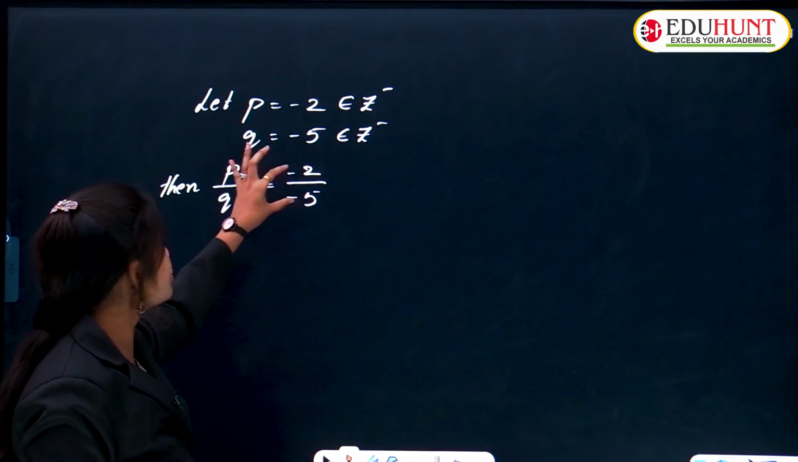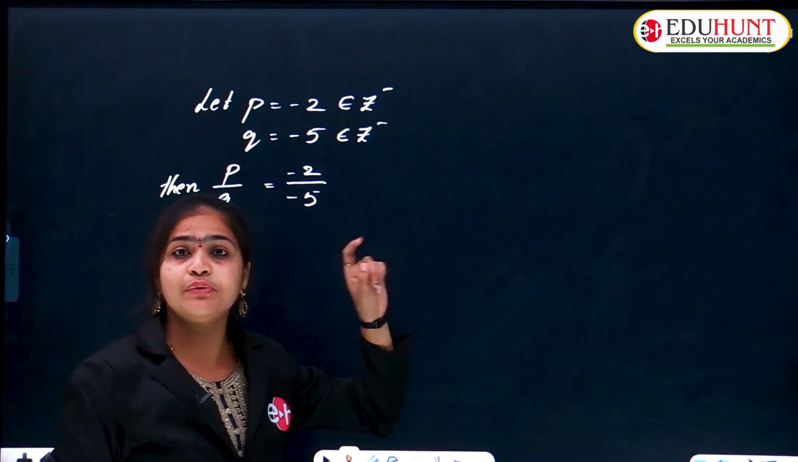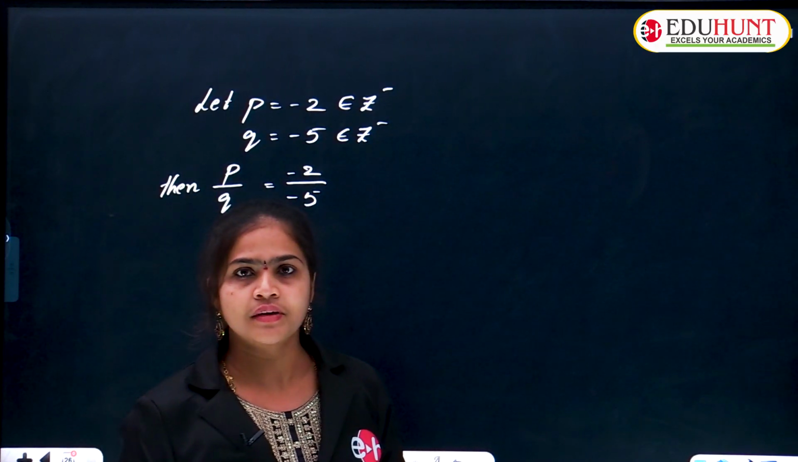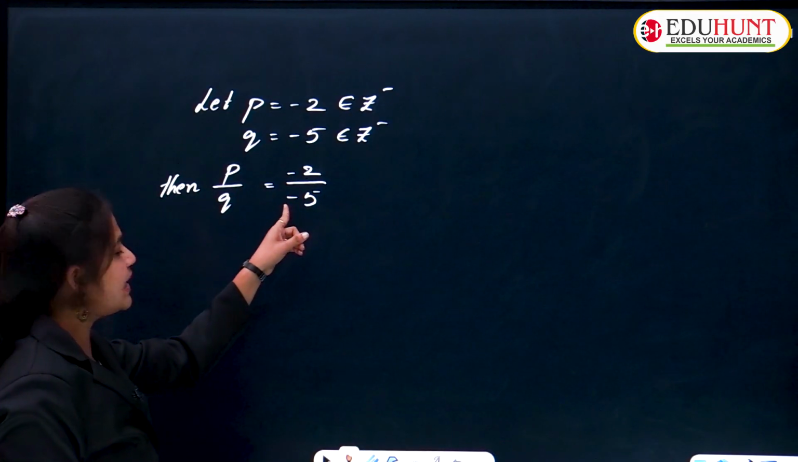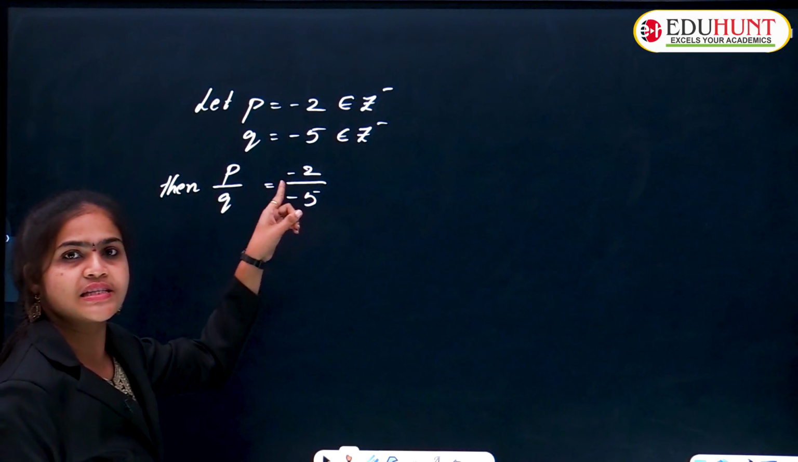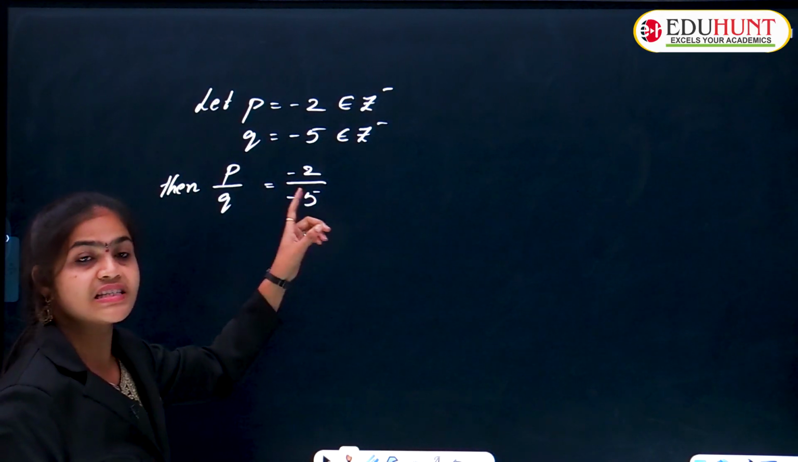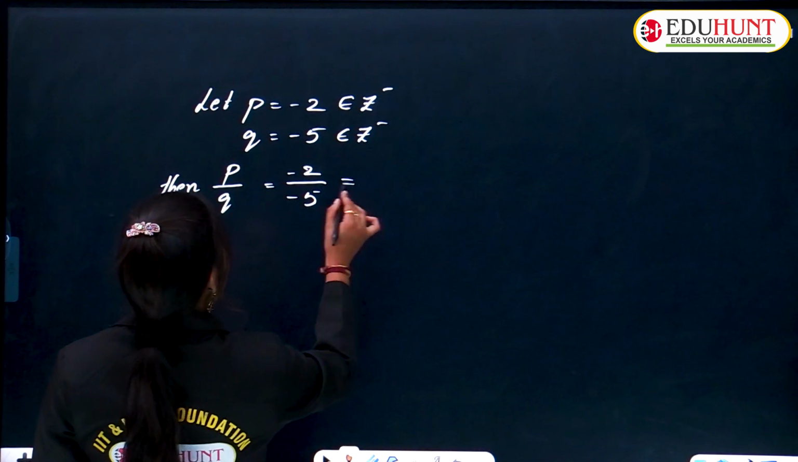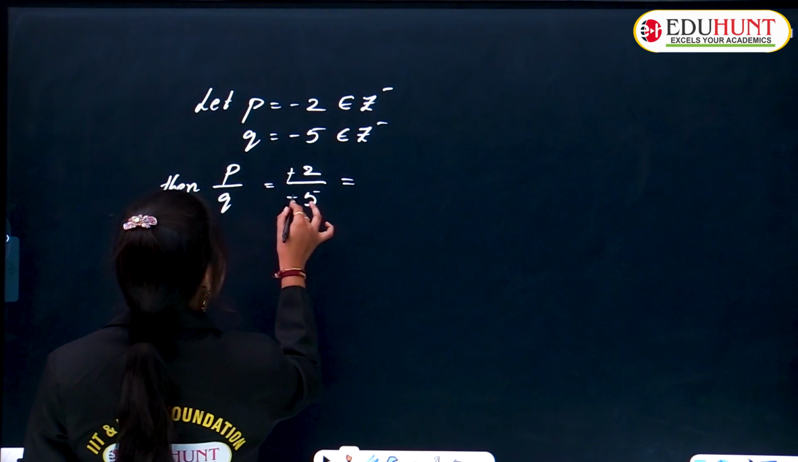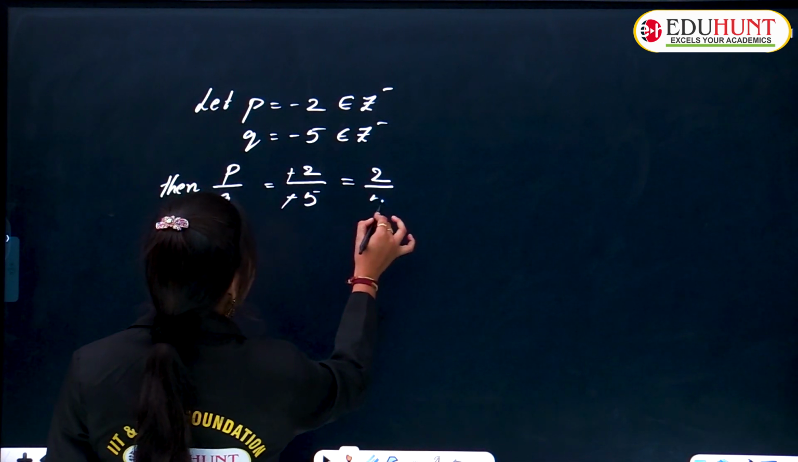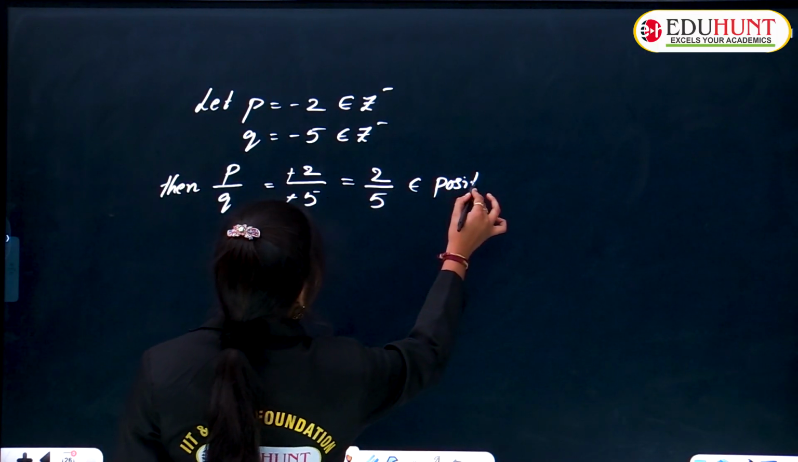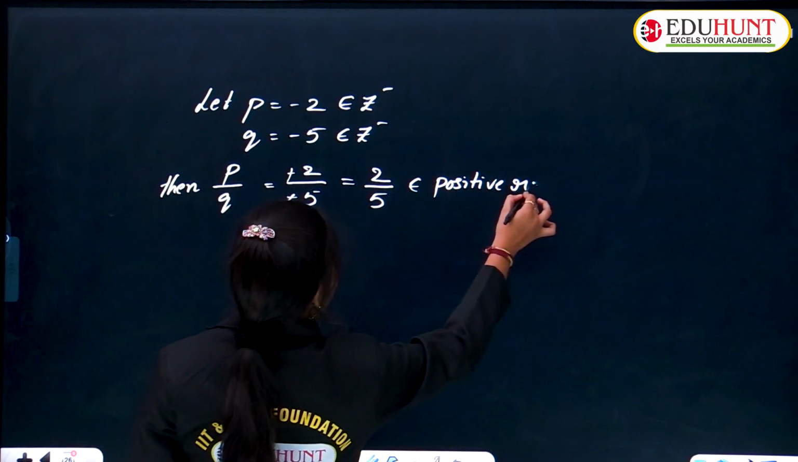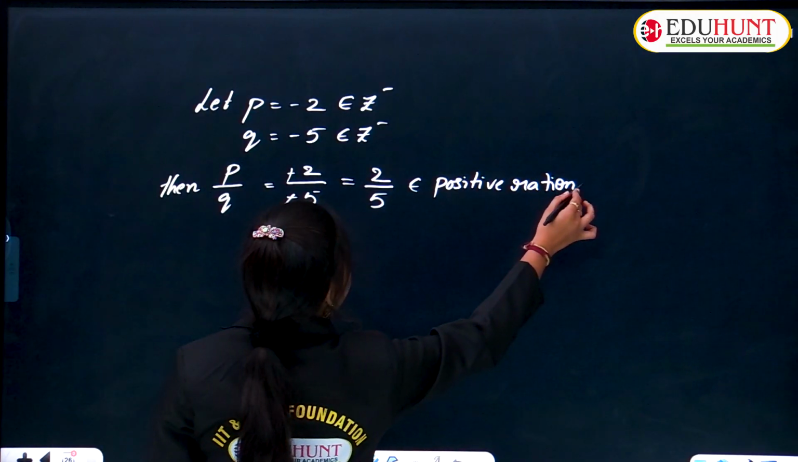Now, is minus 2 by minus 5 a negative rational number or not? Here minus is there, here minus is there. So is it possible to say this is a negative rational number? No, this is a positive rational number. Why? Because minus and minus get cancelled. Again this is 2 by 5. This is a positive rational number.